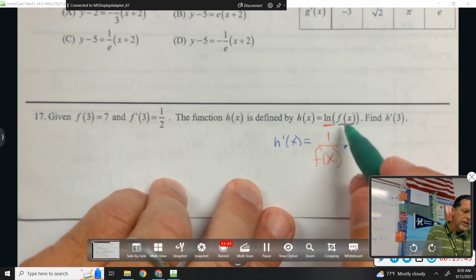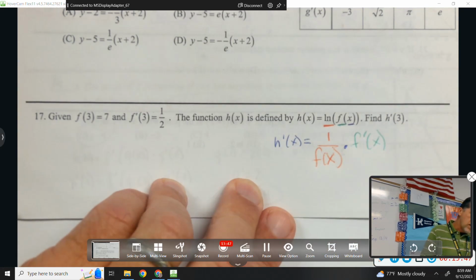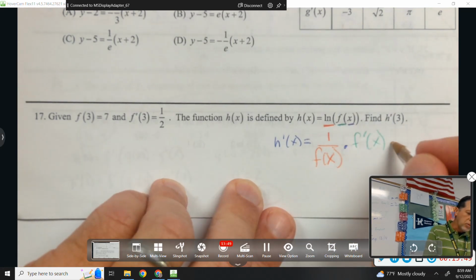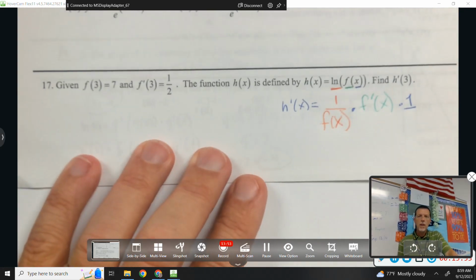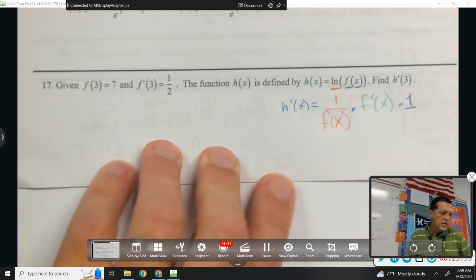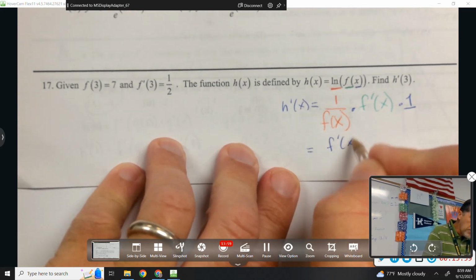So now we're getting into the chain rule. The derivative of f is f prime, and the derivative of x is 1. So we really want to go all out with showing our chain rule there. So this really isn't too bad. f prime over f.